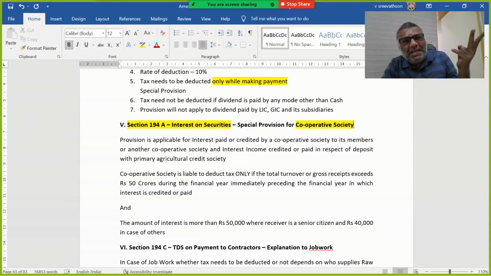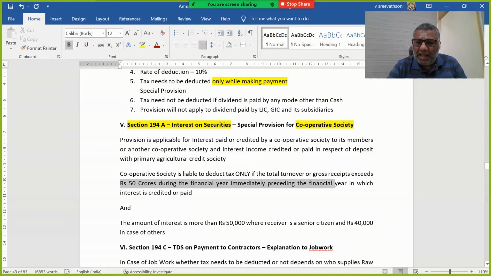So if it exceeds in the preceding financial year, then in the current year, irrespective of your turnover, TDS provisions will become applicable. Here also, if the turnover or gross receipt exceeds rupees 50 crores during the financial year immediately preceding the financial year in which interest is credited, and the threshold limits are the same, 50,000 if it is a senior citizen, 40,000 in other cases, then TDS is applicable. Till last year, for any payment made to its members, TDS was not there. But now, from this year, from the financial year 2021, it is applicable.